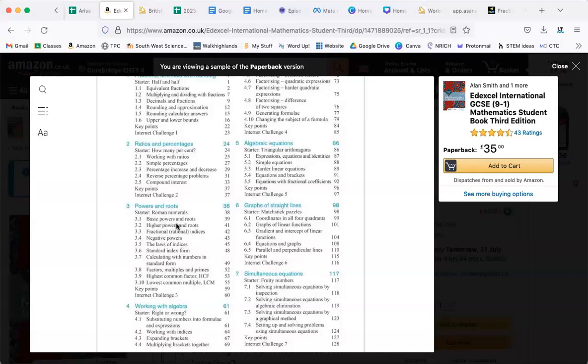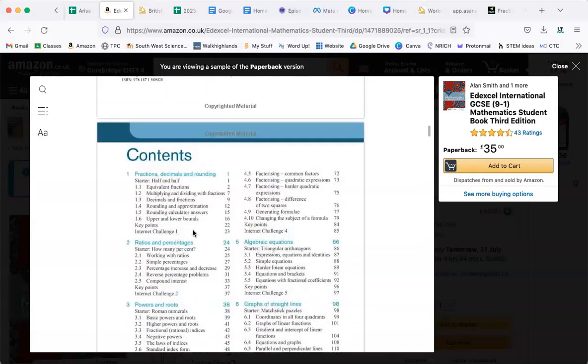Powers: your kids will probably be familiar with squares and square roots or cubing. So this is just raising that to a bit of a higher power. So this is the inroad into it.